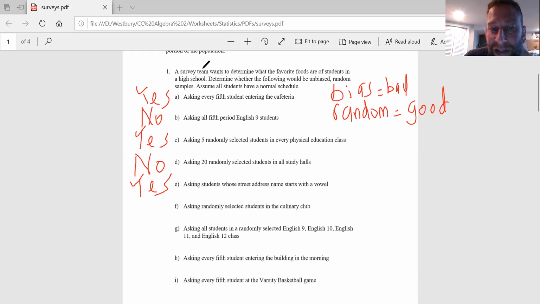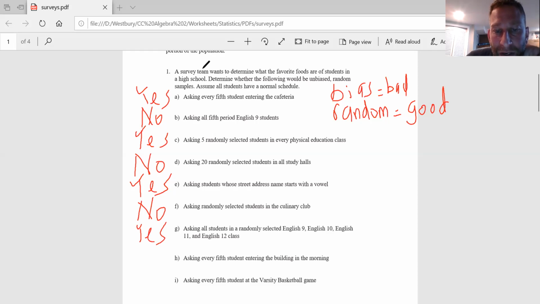Asking randomly selected students in the culinary club. Is every student in the culinary club? No, a lot of students don't have a chance of being chosen. In fact, probably students in the culinary club like all these weird fancy foods that I'd never even heard of. So no, that is not a good sample. Asking all students in a randomly selected English 9, English 10, English 11, and English 12 class. Does every member of the population have a chance of being chosen? Yes. Is it random? Yes.